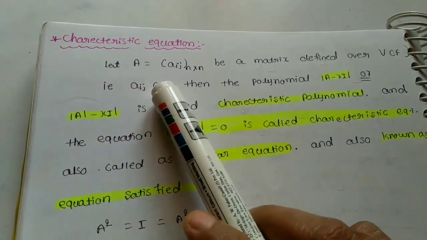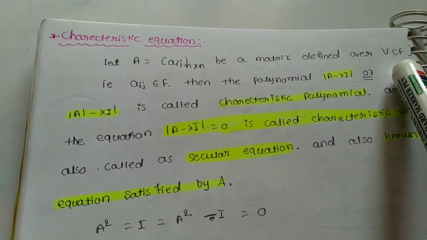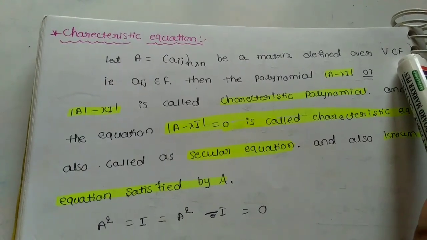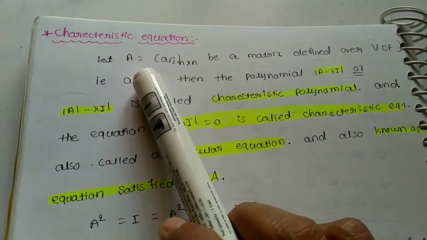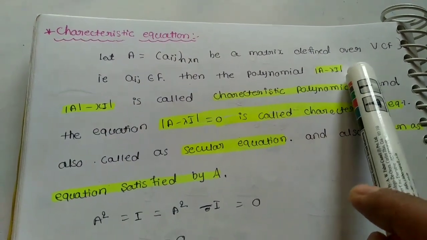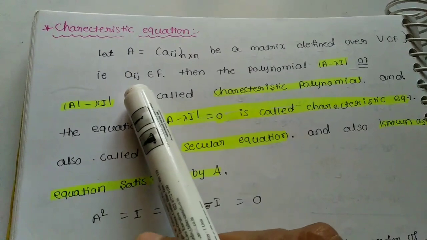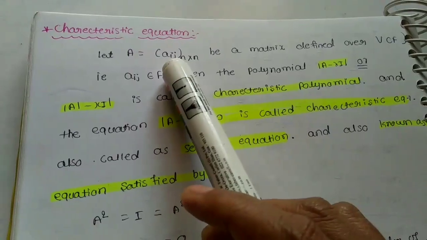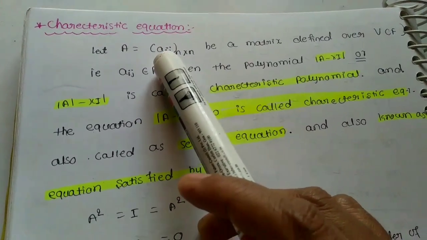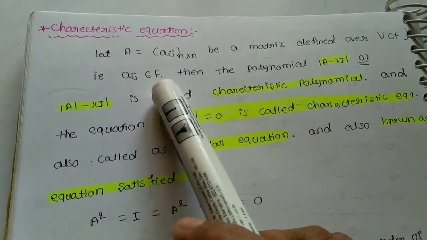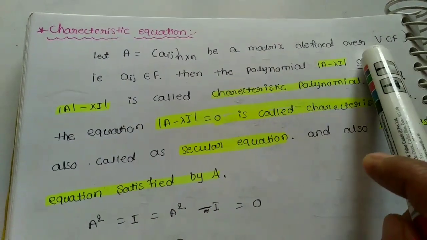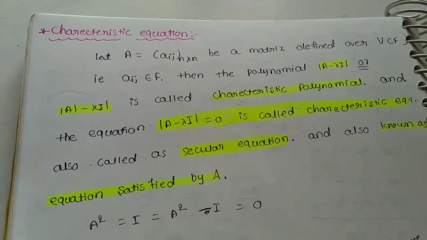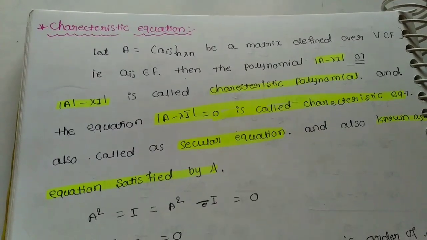This matrix is defined over a vector space V(F), where V means vectors and F is our field. So here A is a matrix defined over V(F), and Aij belongs to F means that the elements present in the matrix all belong to my field. We already know what a field is and what a vector space is. If you don't know, please first go and watch those videos, guys.